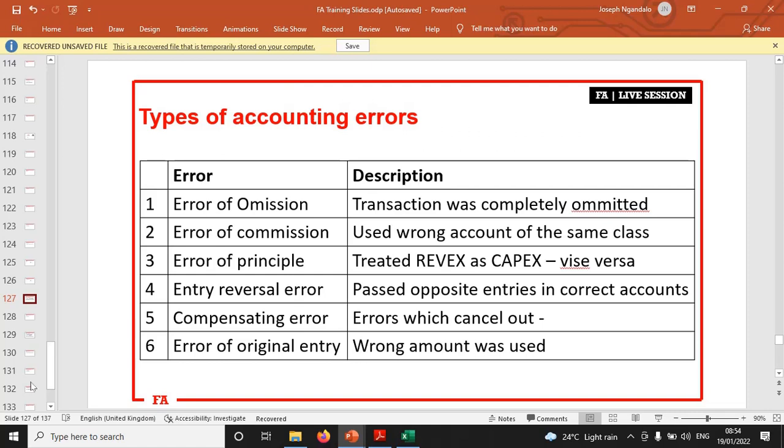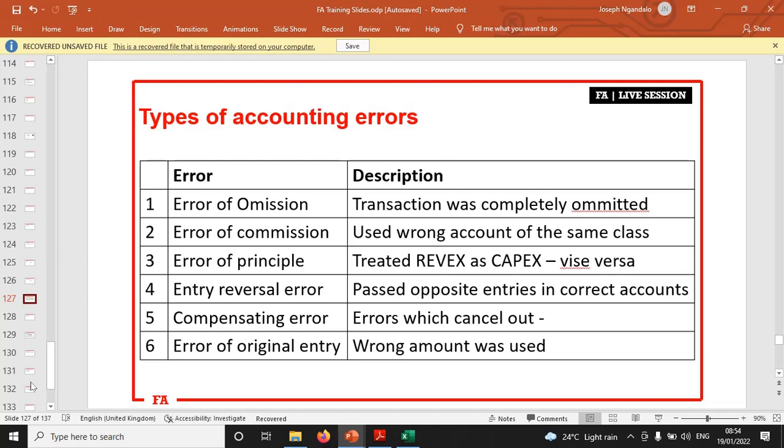Omission. Error of omission. And as I'm giving you this, I want to tell you that it may not be possible for you to grasp these things at once. But what you do, you start practicing. You understand? Yesterday, what did we say? Practice makes what? Perfect. So, error of omission means what? Transaction was completely what?